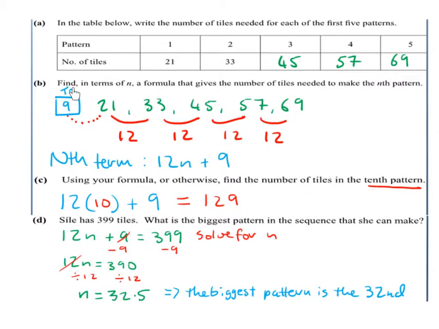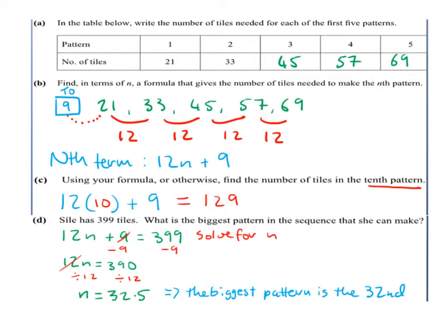Part B. Find, in terms of n, a formula that gives the number of tiles needed to make the nth pattern. So the nth pattern, or the nth term, is also known as Tn. So we write 21, 33, 45, 57, 69. I've written that in green. We get the difference to get from 21 to 33, we add 12. To get from 33 to 45, we add 12. To get from 45 to 57, we add 12. To get from 57 to 69, we add 12. So we know we're going to have 12n in our answer. And this is an arithmetic sequence because the first difference is the same.